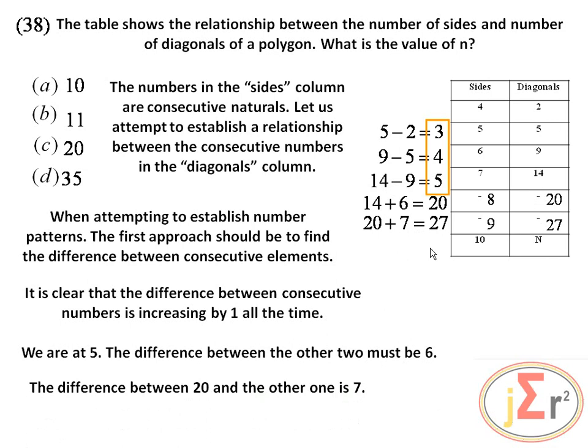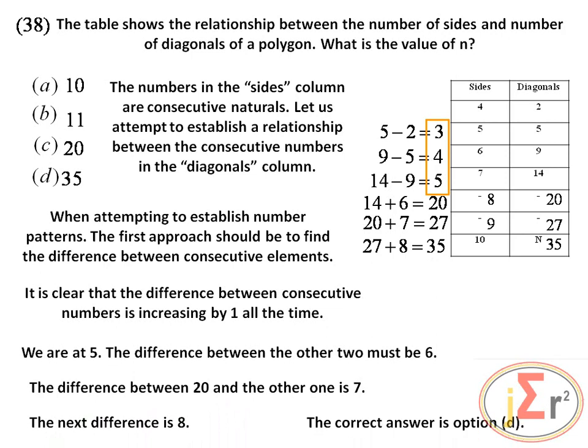Then we need to have a difference of 8. So the next difference is 8, and 27 plus 8 is equal to 35. The correct answer is option D. No doubt.